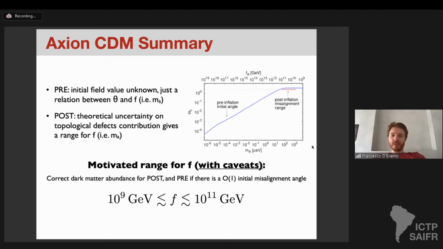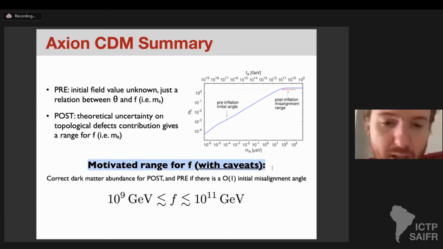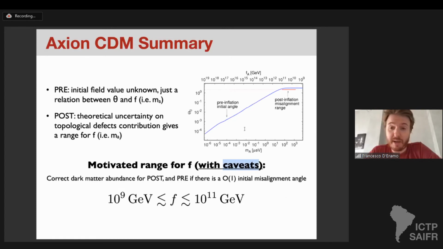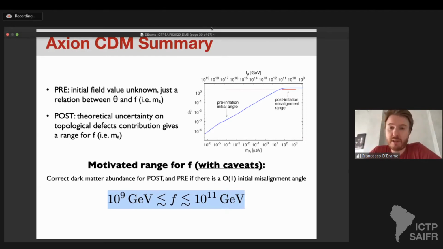Okay, so let me comment on this slide and then we can move to the questions. So this is just a summary to say that there is a motivated range for F, with caveats, of course. One of the caveats I mentioned is that you could be in the pre-inflationary case, you can have a small misalignment angle, and you end up in a large F region. This is okay, okay? You need to understand why the angle is small, but it's okay. But if you are in the post-inflationary case, or in the pre, and you take an initial misalignment angle of order 1, then this is a sensible range for the scale F that you derive by imposing that you want to reproduce the observed abundance.